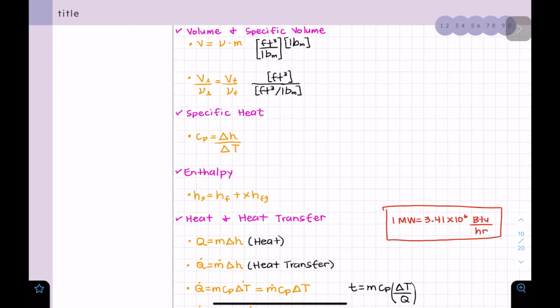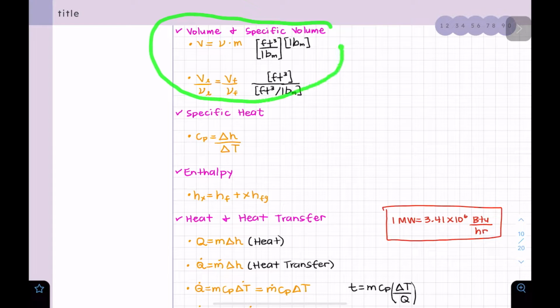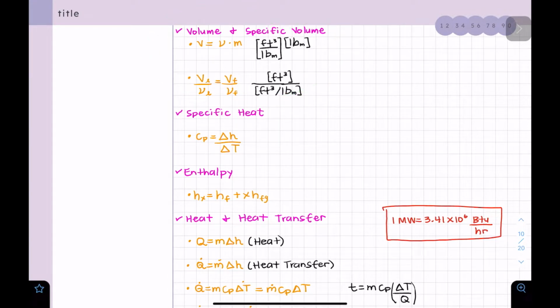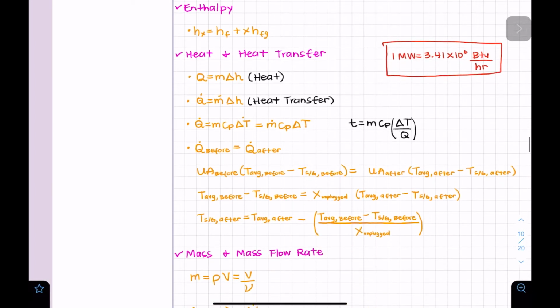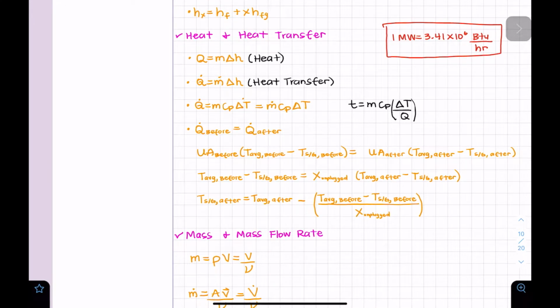And also I'm going to have problems that talk about volume and specific volume. So these are the formulas that we probably need to remember. A specific heat is just delta H over delta T. Enthalpy, again, we see enthalpy again. We see again the formulas for heat and heat transfer. This part is going to be on your exam, this information.